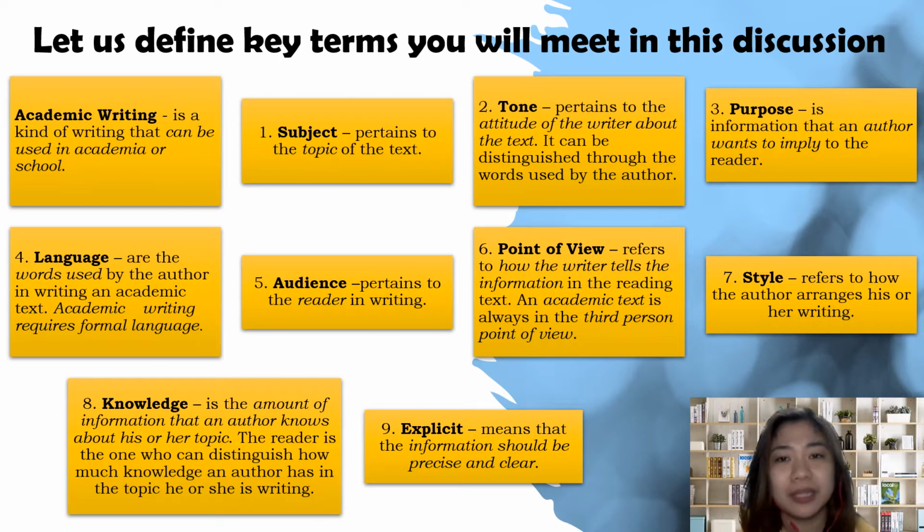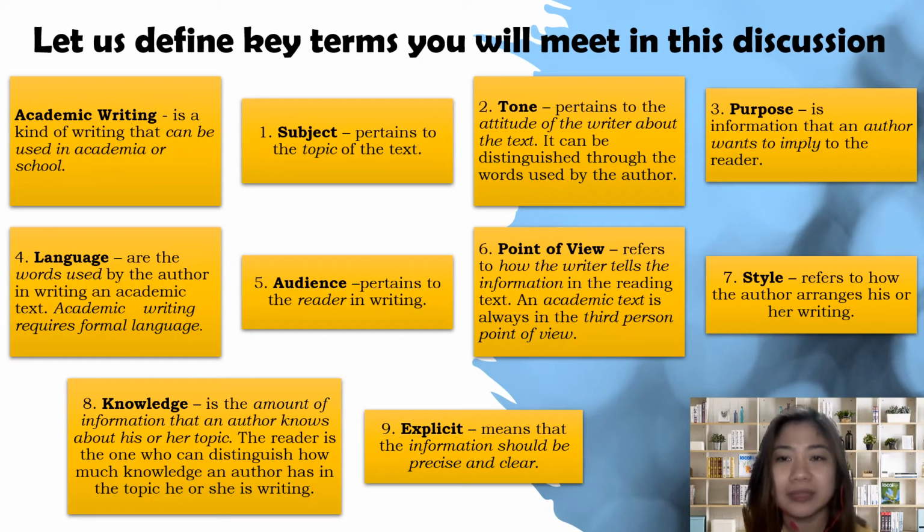So now let us define them one by one. Let us begin with the word academic writing. It is a kind of writing that can be used in academia or school. Next is the word subject. It pertains to the topic of the text. Next word is the tone. Tone pertains to the attitude of the writer about the text. It can be distinguished through the words used by the author.